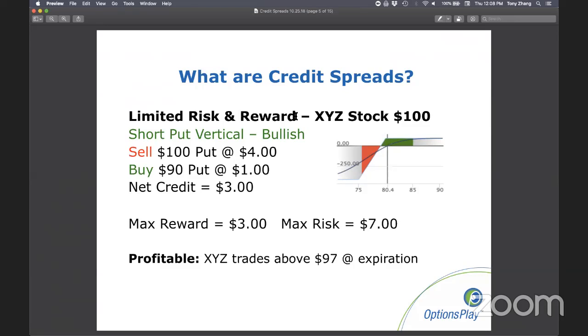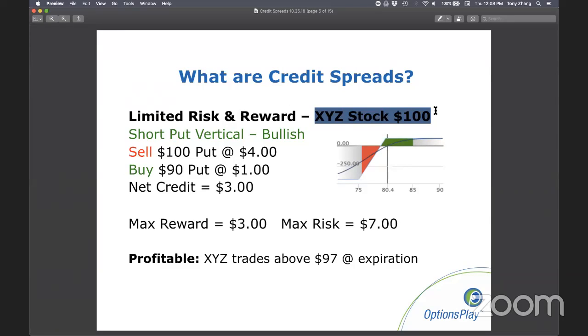So I generally find strategies that have limited risk and reward really good for the psychology of trading, which is something that we don't talk a lot about, but our emotions are one of our biggest factors in how we trade. So defining your risk and reward really helps you set up your trades properly. So what I'm going to do here is use stock XYZ, a fictitious stock trading at $100.